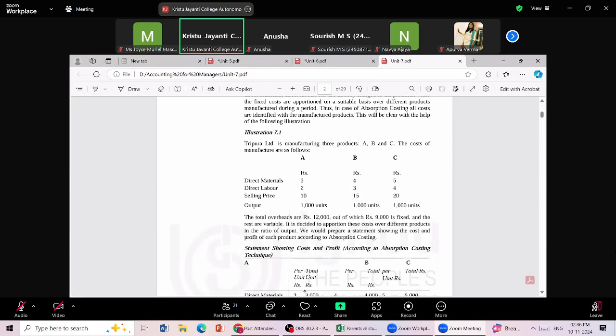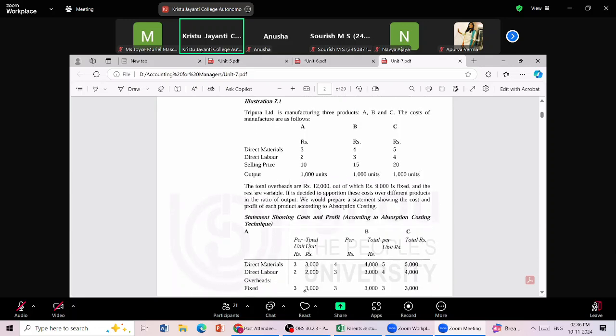Tripura Limited is manufacturing three products, A, B and C, and the costs of manufacturing are as follows. Here the manufacture of three different products A, B, C is given. Direct material information is given per unit. Direct labor is given, selling price is given, and the expected output is given.